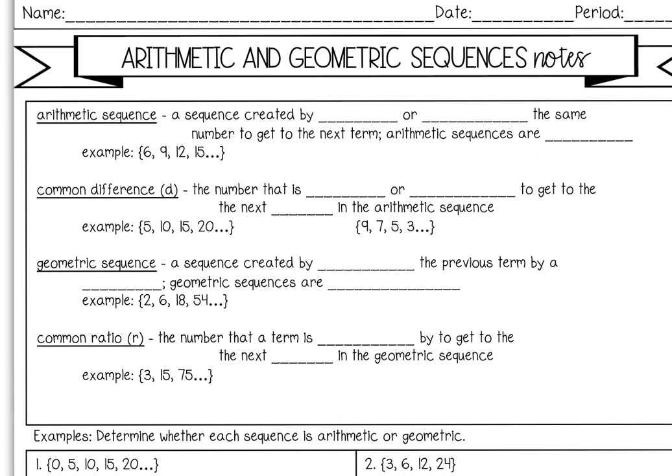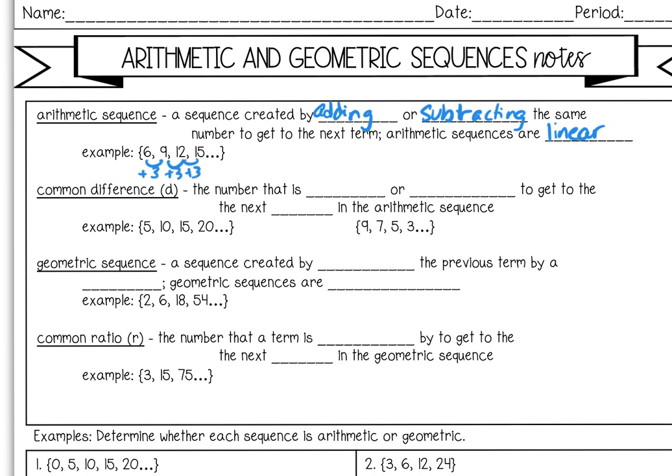An arithmetic sequence is created by adding or subtracting the same number to get the next term. Arithmetic sequences are linear. All right, so an example is 6, 9, 12, 15, because we're adding 3 each time.